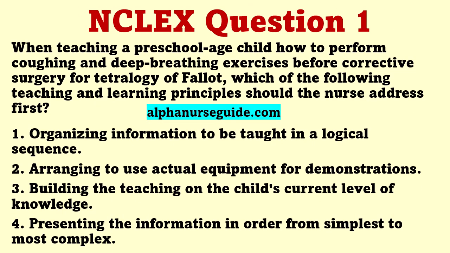When teaching a preschool-age child how to perform coughing and deep breathing exercises before corrective surgery for tetralogy of Fallot, which of the following teaching and learning principles should the nurse address first? 1. Organizing information to be taught in a logical sequence. 2. Arranging to use actual equipment for demonstrations. 3. Building the teaching on the child's current level of knowledge. 4. Presenting the information in order from simplest to most complex.